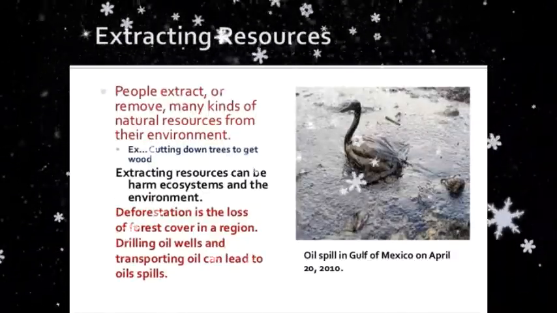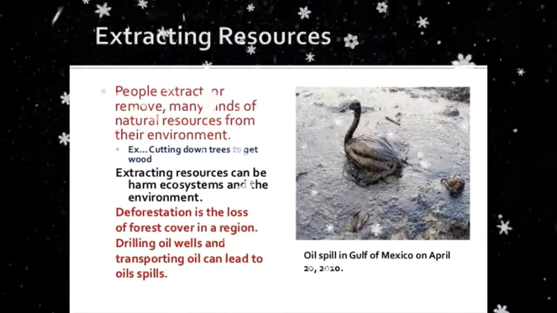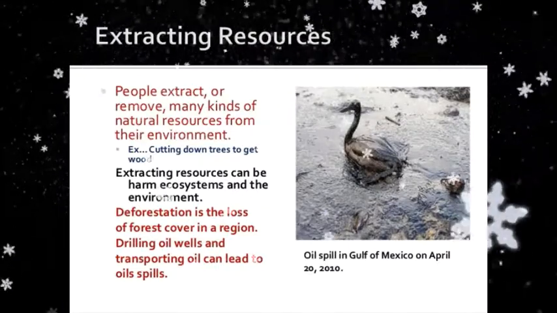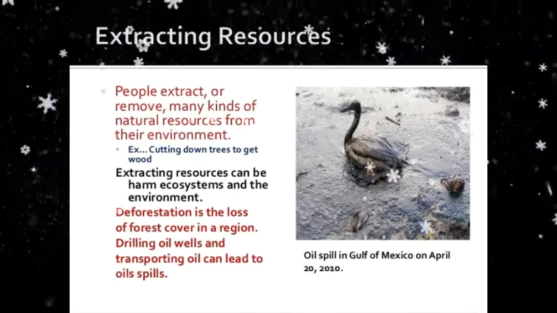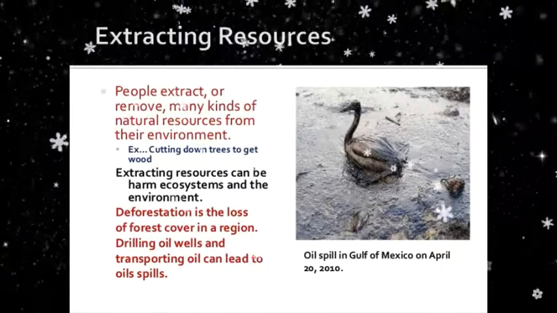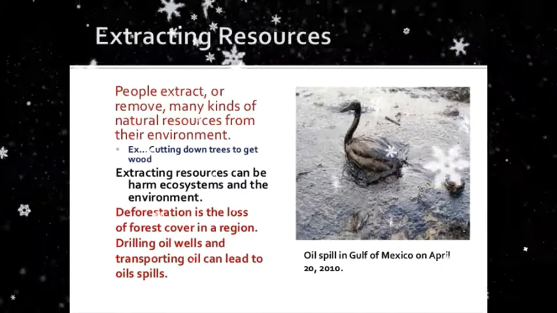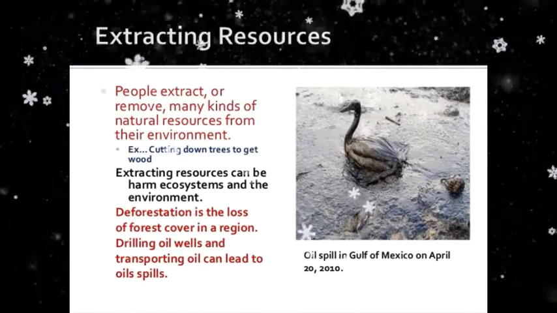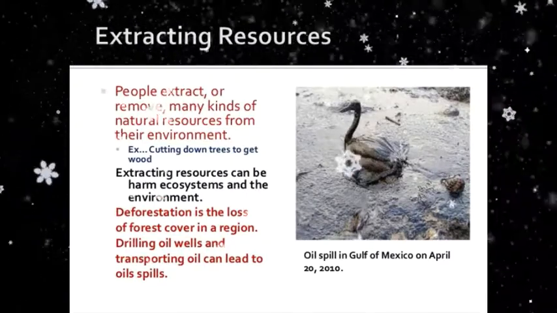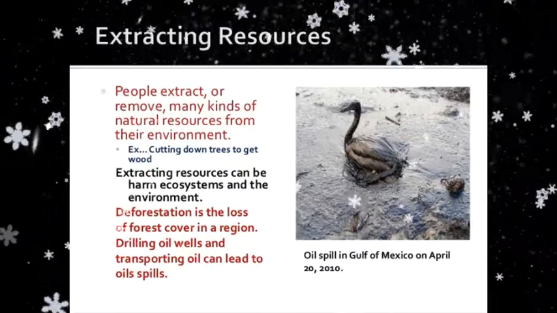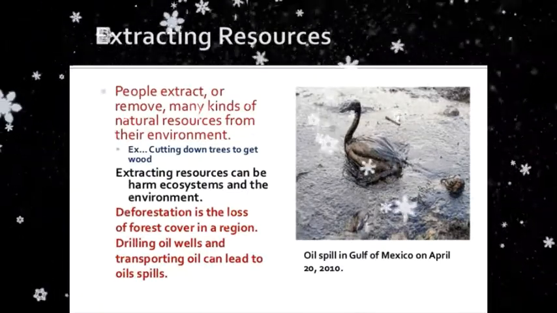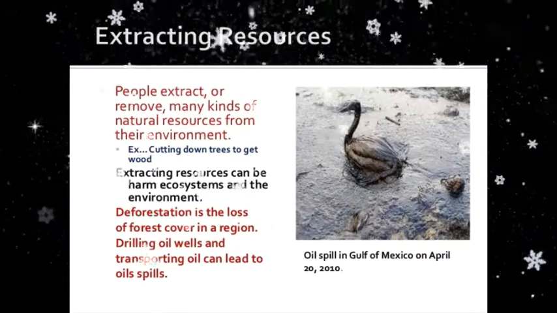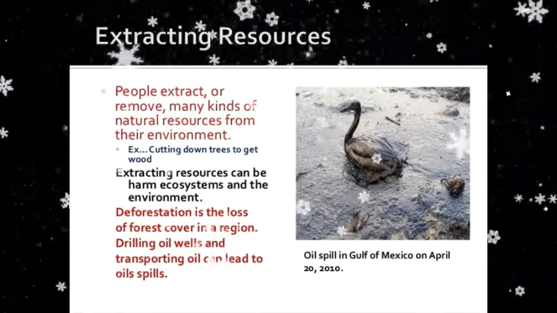Extracting resources. People extract or remove many kinds of natural resources from their environment. For example, cutting down trees to get wood. Yes, that's it. So we are dependent on our environment and our resources. But what's the purpose of cutting trees? Of course, we use them for making furniture or to build a house. So that's why we use resources for the good of the people.